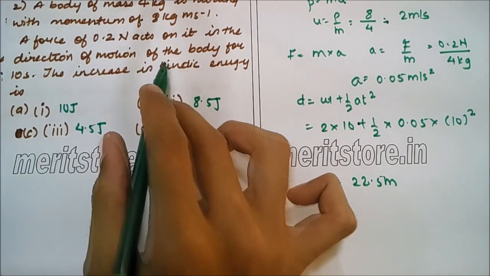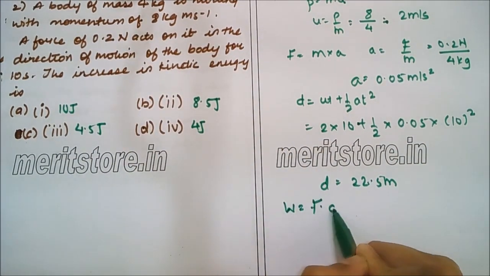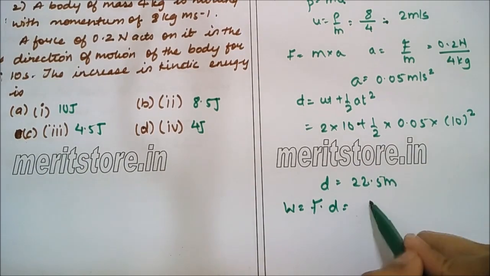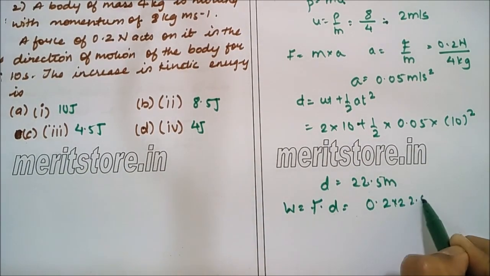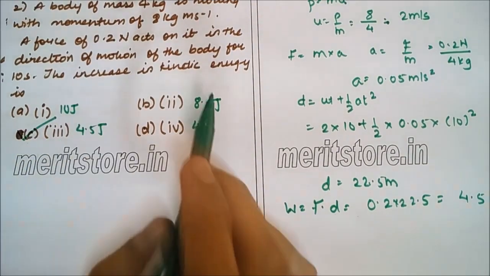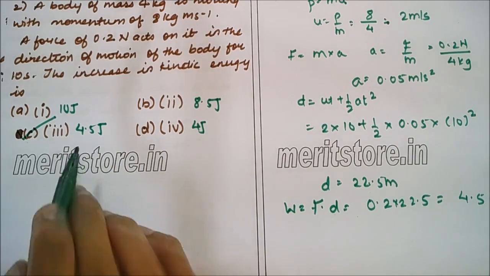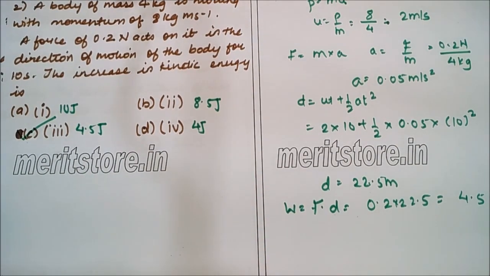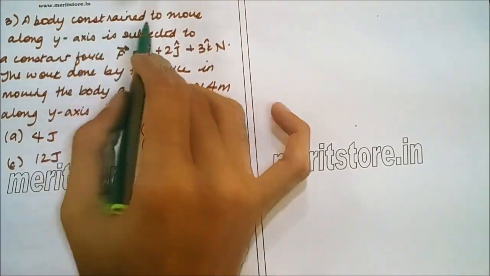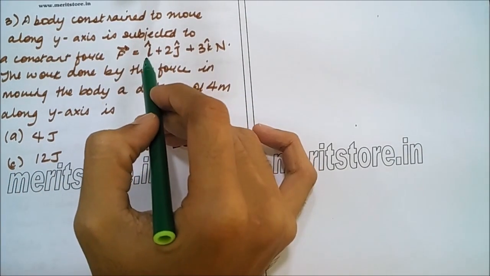Now we need to find the change in the kinetic energy, that is the work done. So work done is equal to force into displacement, that is the distance. So 0.2 into 22.5. So the answer comes out to be 4.5 joules. So the increase in the kinetic energy is 4.5 joules.